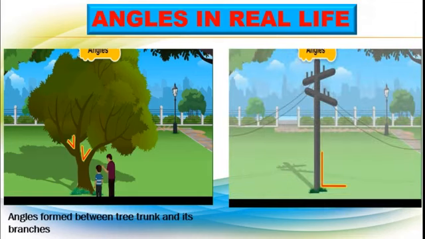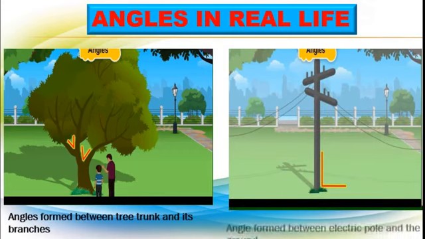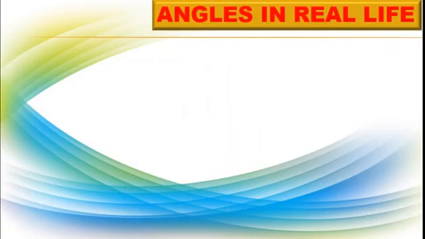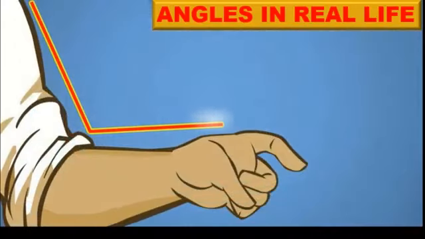Here also we can see an angle between the electric pole and the ground. See the red mark. It means that when two lines meet, an angle is formed.